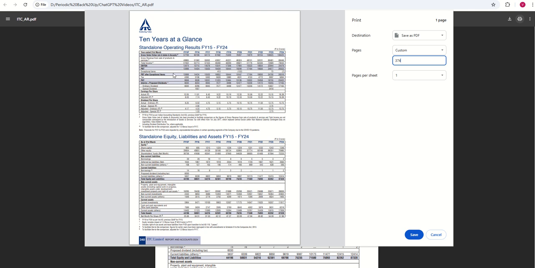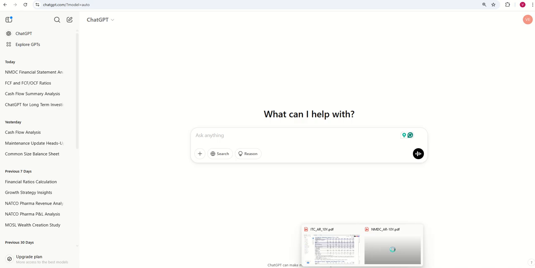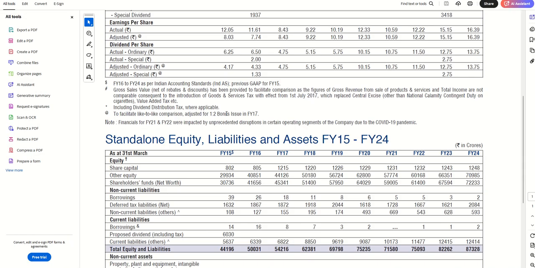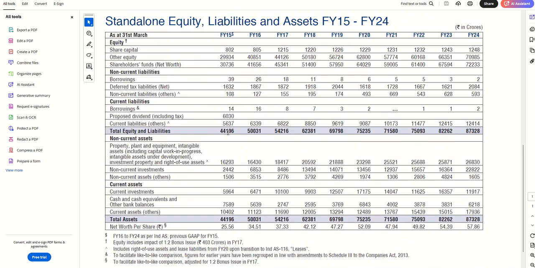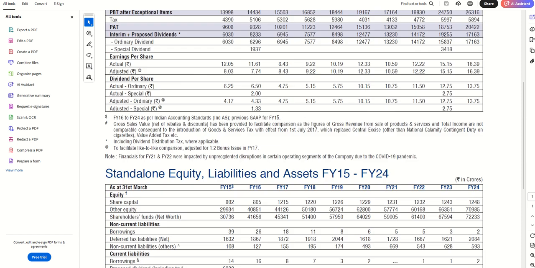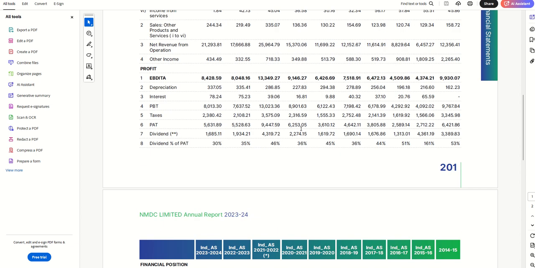Once you get that 10-year summary, you can save it and you will get a separate PDF, which I have already done. So I'm not going to do it separately now. These are the statements, one-page statements. We will not be uploading the entire annual report due to the input constraints, which we have discussed in an earlier video. The problem, as I told you, is each company has a different way of presenting the statement.